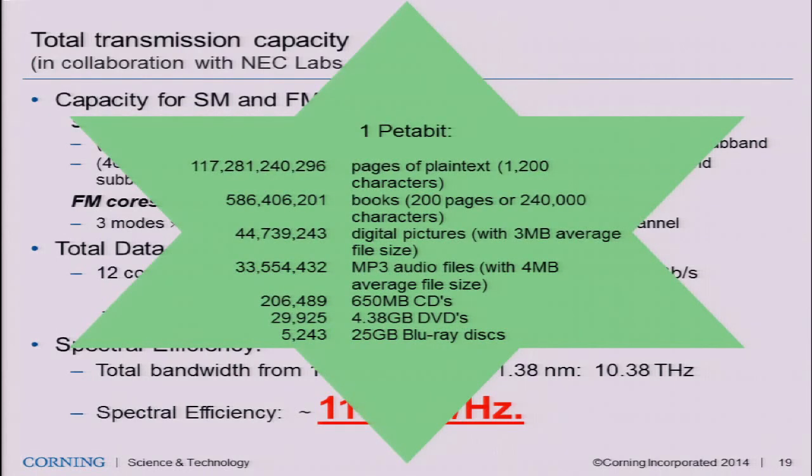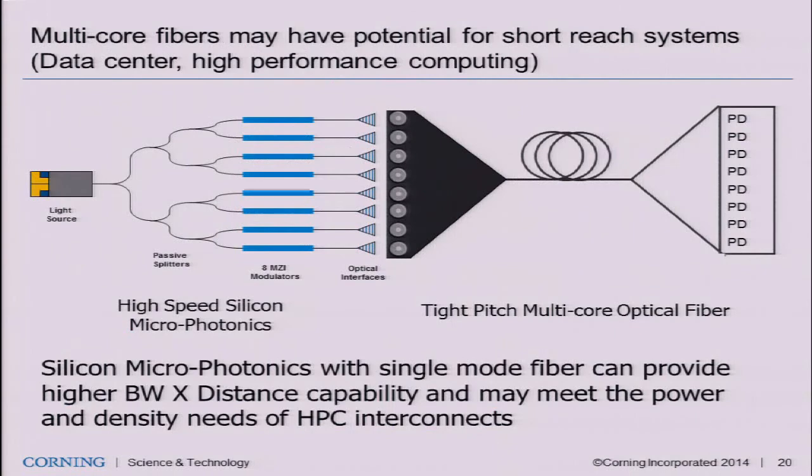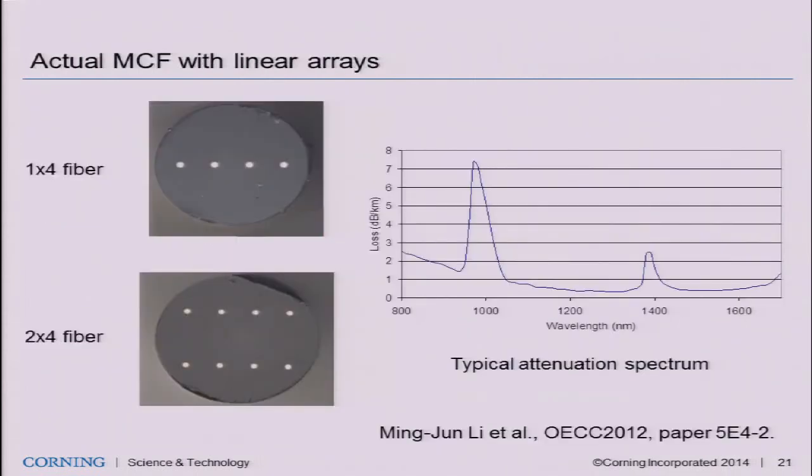So what can you do with 1 petabit? This is how much information you can transmit. Okay, so now very quickly I'm going to show the multicore fiber for short reach application. For short reach application, the nice thing is you don't need an amplifier, right? You don't need a fan-out device if you can adapt to the laser array directly. These are two pictures showing one 1x4 fiber we made, and the other one is a 2x4.